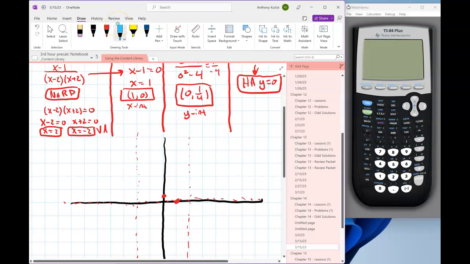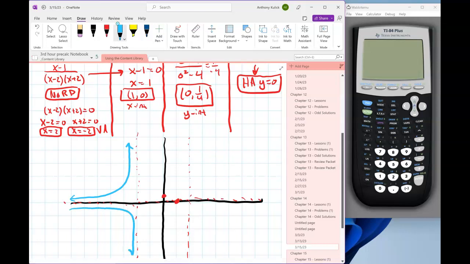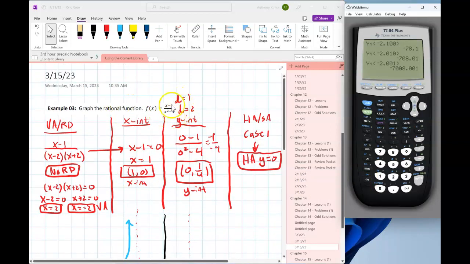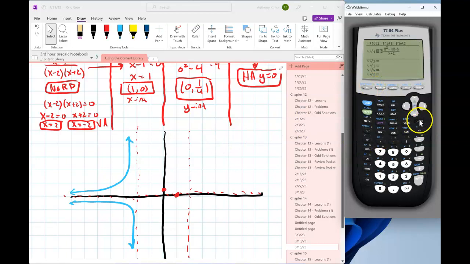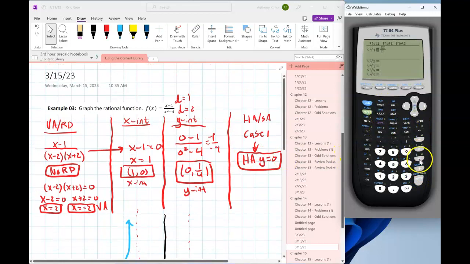So what I need to decide here is, should I have a piece like this or should I have a piece like that? I'm going to figure that out by seeing what happens as I plug in values to my function closer and closer to x equals negative 2, but still values less than negative 2. So I'm going to start by typing in my function into my calculator. So I have x minus 1 over x squared minus 4.